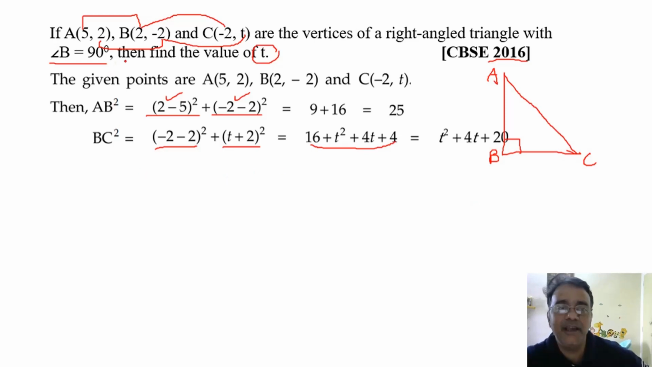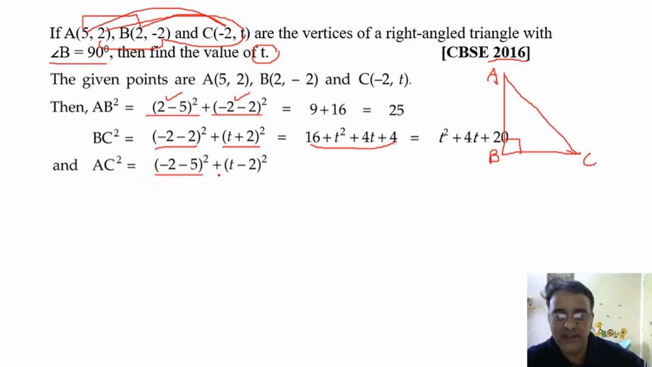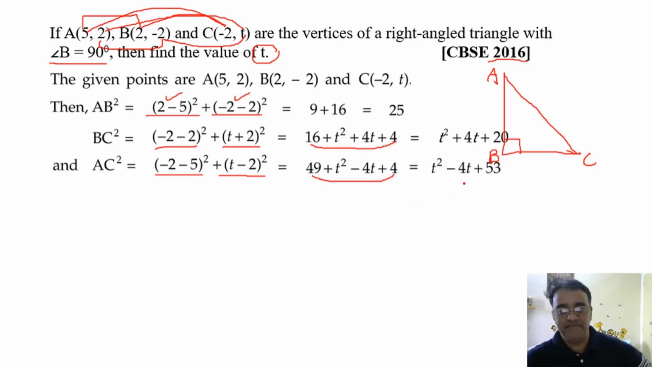Okay. Now AC square, the last one. AC square, look carefully. Minus 2 minus 5 whole square, t minus 2 whole square. So this will become 49 and this will become t square plus 4 minus 4t. So 49 plus 4 is 53. So we are getting this one.